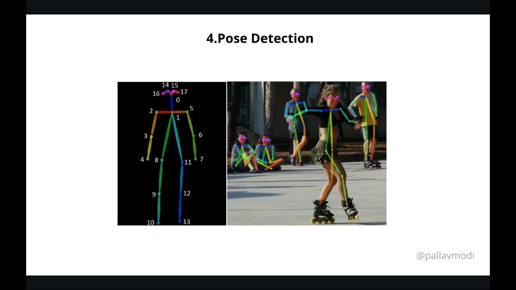The fourth one, which I'm going to talk about, is a fairly recent one where the computer is able to predict the pose of a human being, whether the human is standing, running, sitting, or dancing, and multiple other poses can be identified.